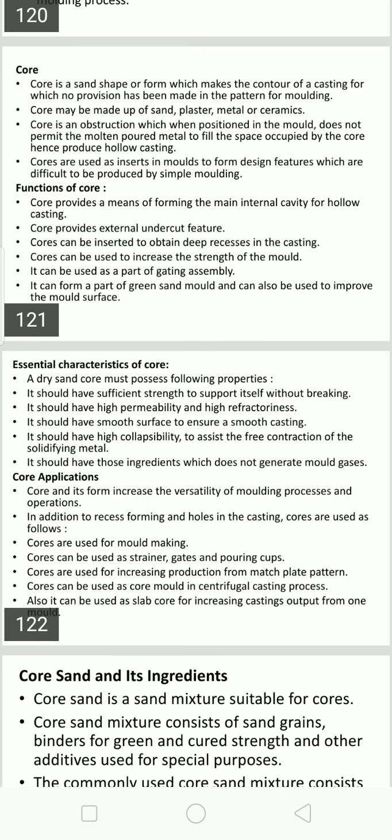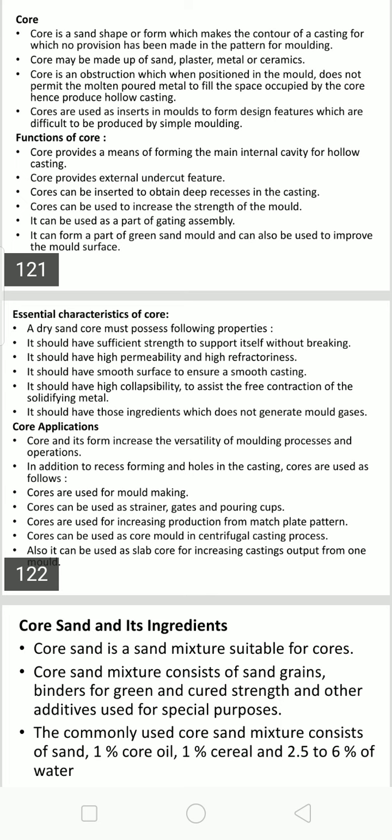Normally the core should be dried in an oven to drive out the moisture, because the molten metal mostly surrounds the core. If it is surrounded, many gases or steam are produced during solidification, and that may pose many types of defects. That is the reason it should be dried thoroughly in an oven to drive out the moisture content available in the cores.